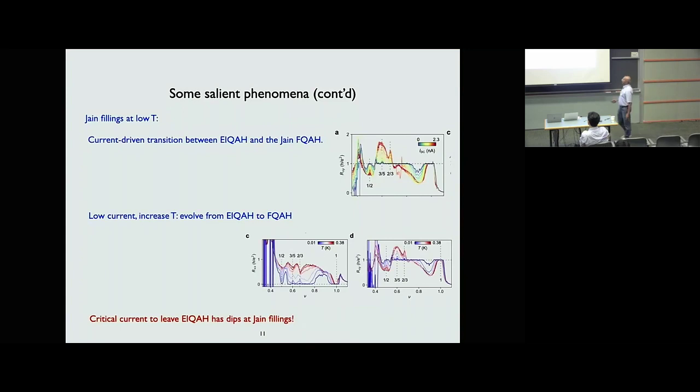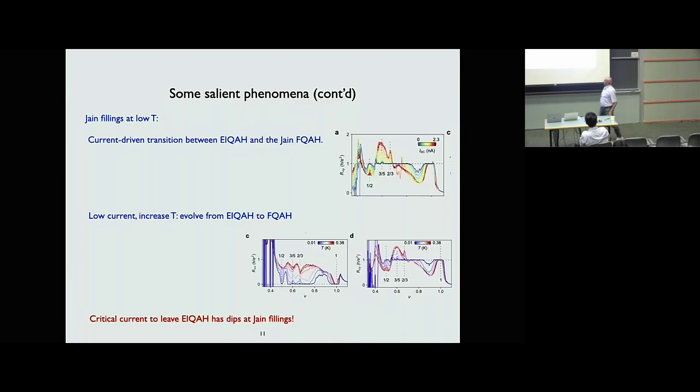Okay? Now finally, if you keep your current low, or you could keep it somewhat higher, I guess, but you increase temperature, you evolve from the extended quantum anomalous Hall state to the fractional quantum anomalous Hall state. And that's seen here. As you increase the temperature, you go from this data to this data, right?